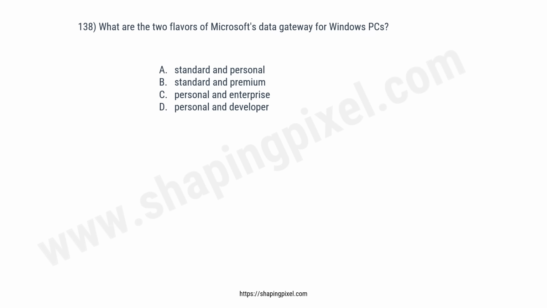Question number 138. What are the two flavors of Microsoft's data gateway for Windows PCs? And we have four options. Option A, standard and personal. Option B, standard and premium. Option C, personal and enterprise. And option D, personal and developer. So the right answer here is option A, standard and personal.